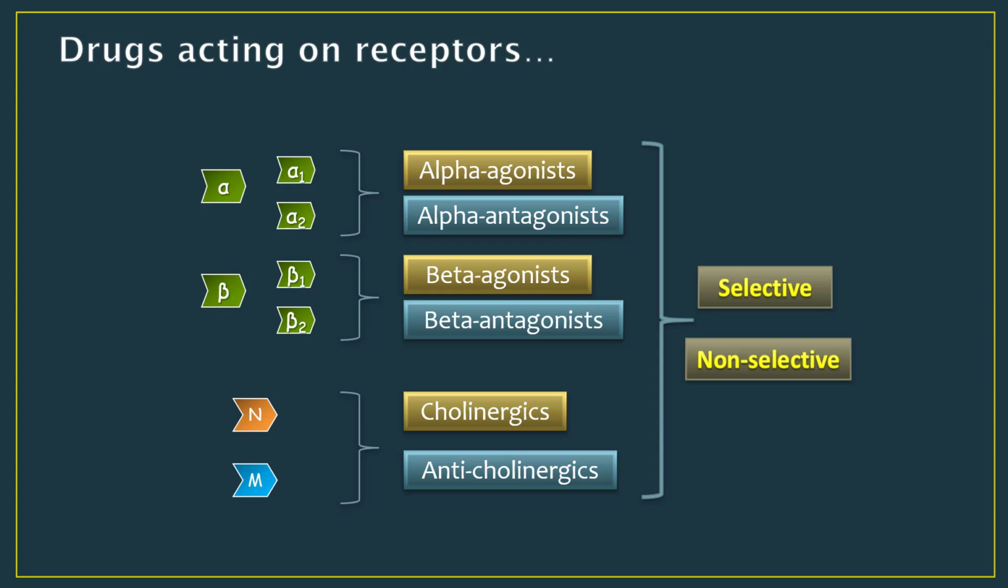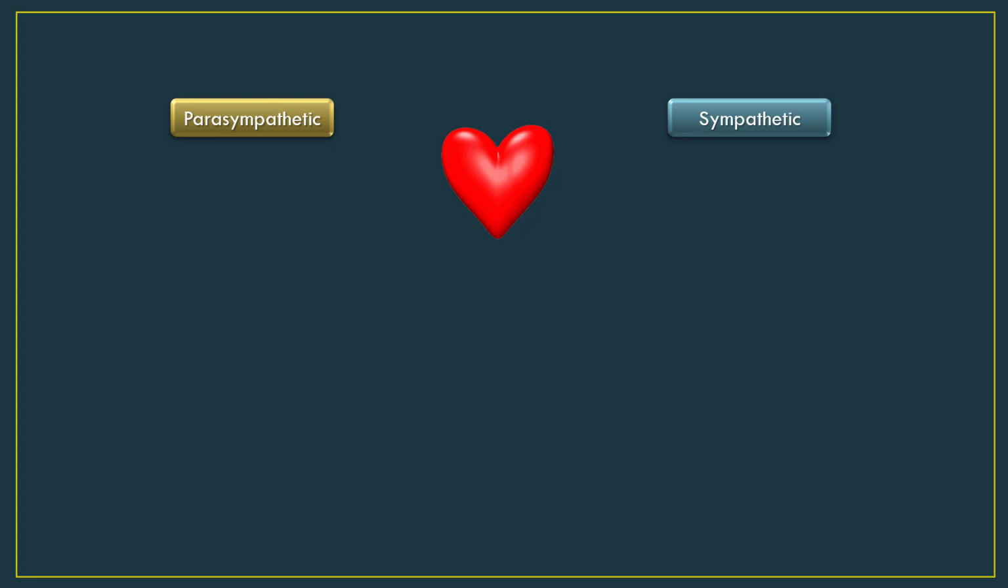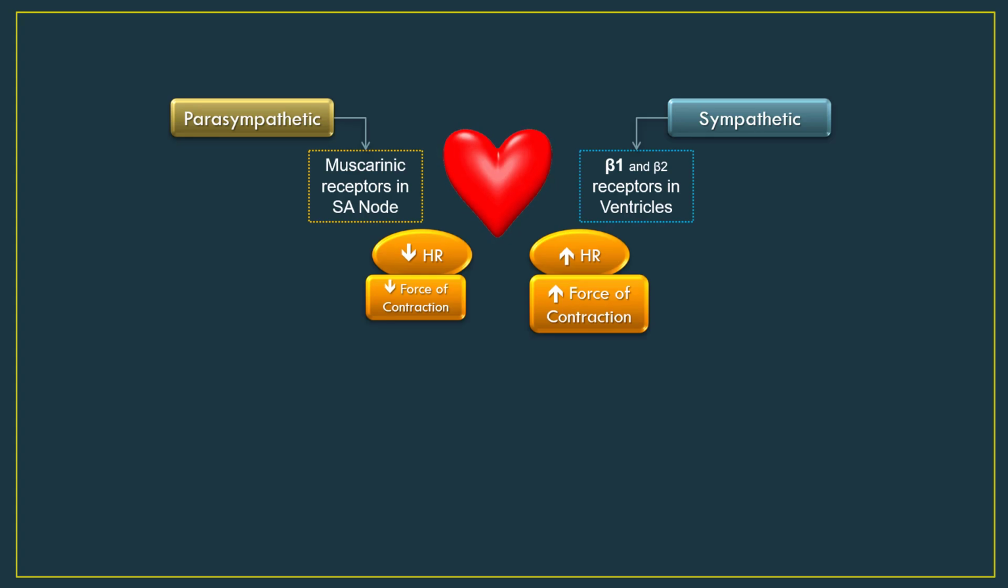Now let me explain that to you with a clinical example. There are many clinical examples of how these drugs can be used. I'm going to share with you one example as an illustration. The effect of sympathetic nervous system and parasympathetic nervous system on the cardiovascular system. Sympathetic nervous system, by activating beta 1 and beta 2 receptors on the myocardial cells in ventricles, causes increased heart rate and increased force of contraction. Muscarinic receptors are found on the SA node, and activation of these receptors causes a decrease in heart rate and some decrease in force of contraction.